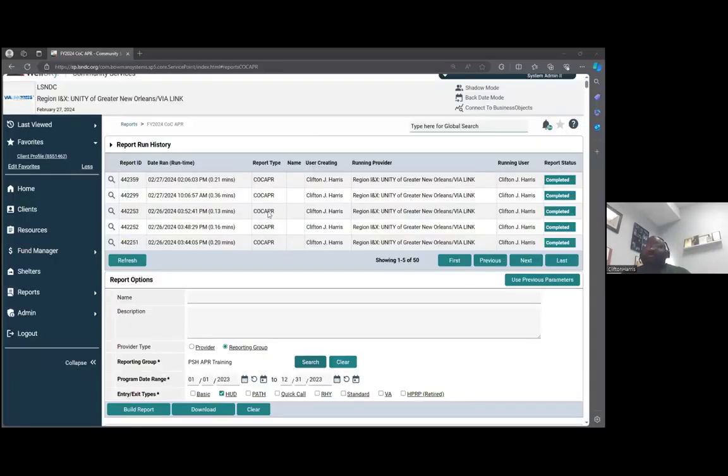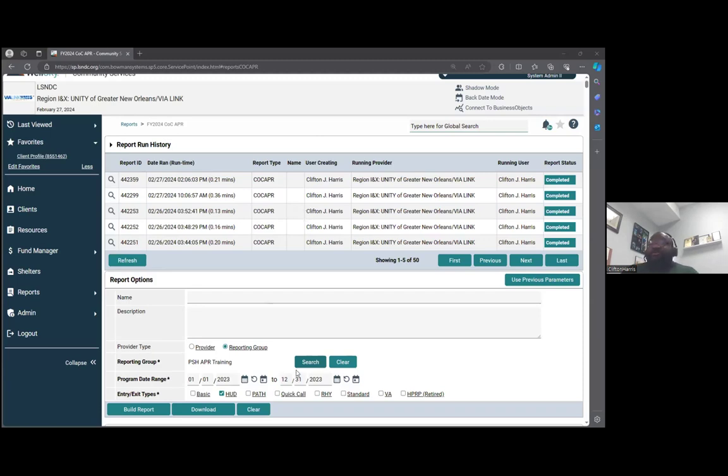Okay, so report is complete. Click on the magnifying glass. Yes. No, if you're showing your screen, no one can see it. No one can see it? Oh. No. How about now? You're good to go. Okay.